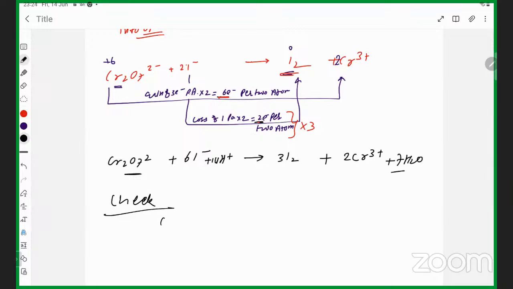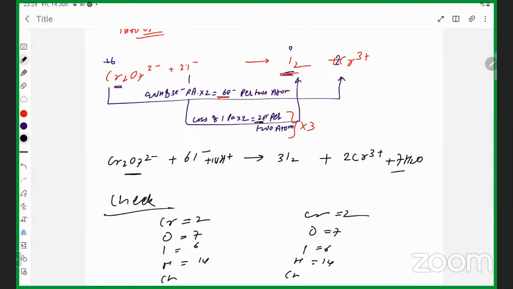This is the oxidation number method only. Check this side Cr, O, I, H, then charge and charge. Chromium how many? 2. Chromium how many? 2. Oxygen 7, oxygen 7. Iodine 6, iodine 6. Hydrogen 14, hydrogen 14. Charge: 2 minus, 6 minus, 14 plus, so 8 plus minus 6 plus 6, so it is balanced.